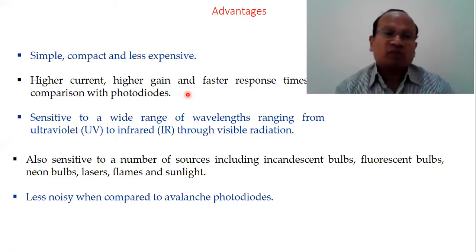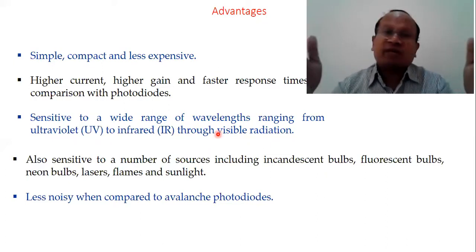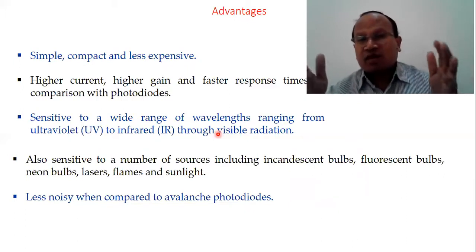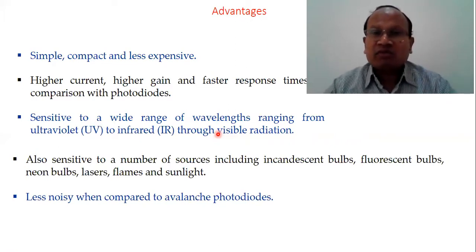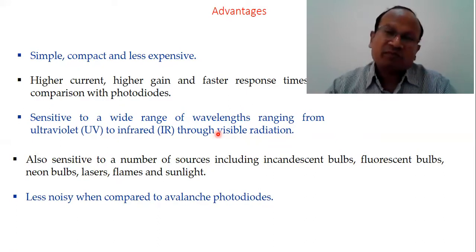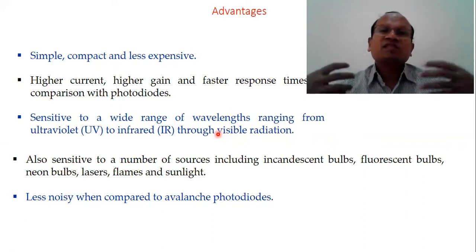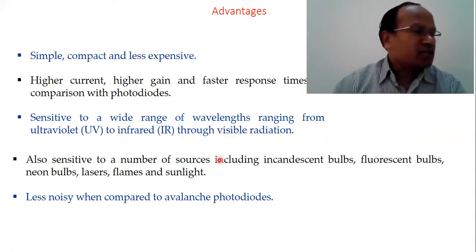The phototransistor is sensitive to a wide range of wavelength that may extend from ultraviolet to infrared radiation through the visible spectrum as well. So a wide range of wavelength, because when we talk about a light signal, we characterize and specify it in terms of wavelength only. So a wider wavelength span is covered in the phototransistor response. It is sensitive.